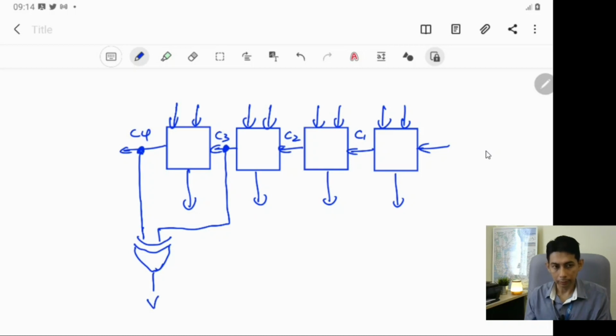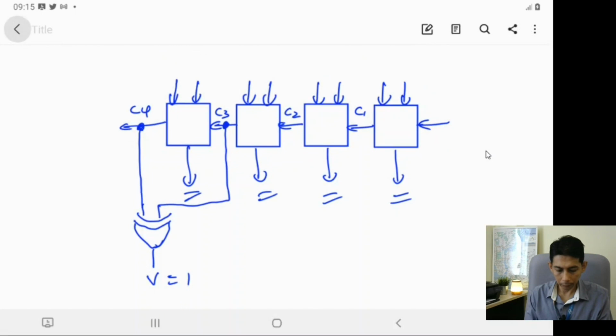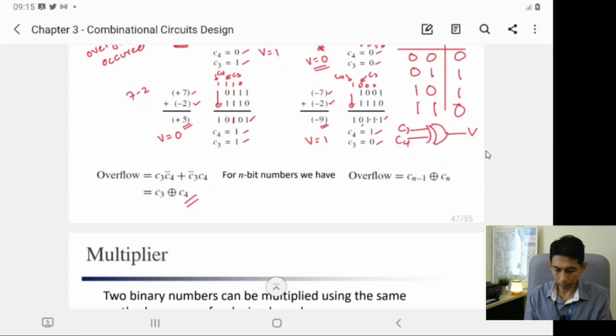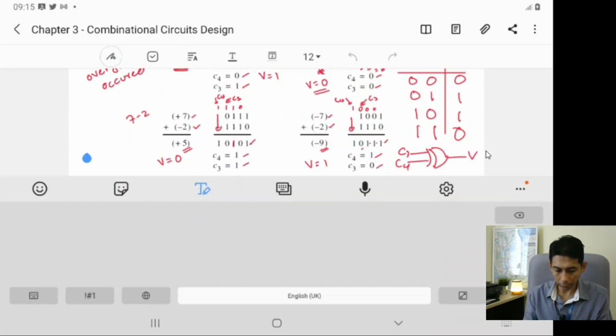V. Alright, so if V equals 1, it means that the adding operation here produces overflow, meaning that the output, the result here, is not correct actually. Alright, so that is the idea. Alright, that is arithmetic overflow. Any question? So if no question, we proceed to the next.